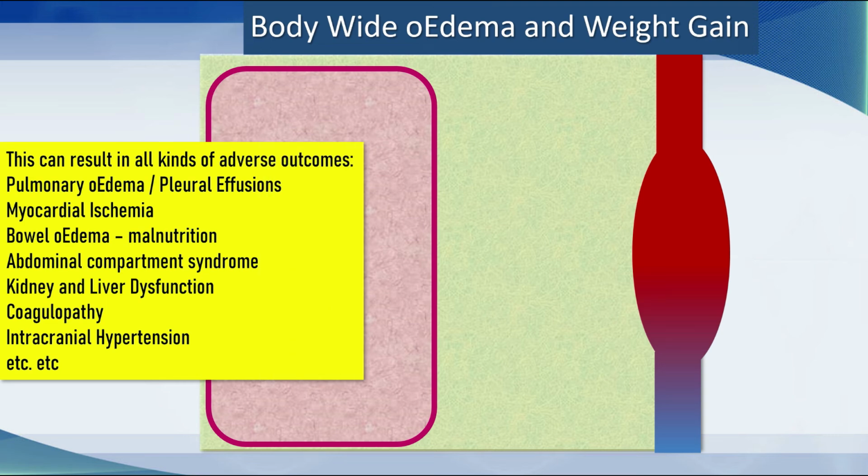Now, all kinds of adverse outcomes follow from this. Pulmonary edema, sometimes so bad the patient becomes profoundly hypoxemic, pleural effusions, and sometimes that will cause a thoracic compartment syndrome, myocardial ischemia, bowel edema that may cause malnutrition and ileus. At the worst, it can cause abdominal compartment syndrome, kidney dysfunction, you can get a renal compartment syndrome, liver dysfunction, coagulopathy, intracranial hypertension, etc., etc. This is not to be sniffed at. This can be a major problem.